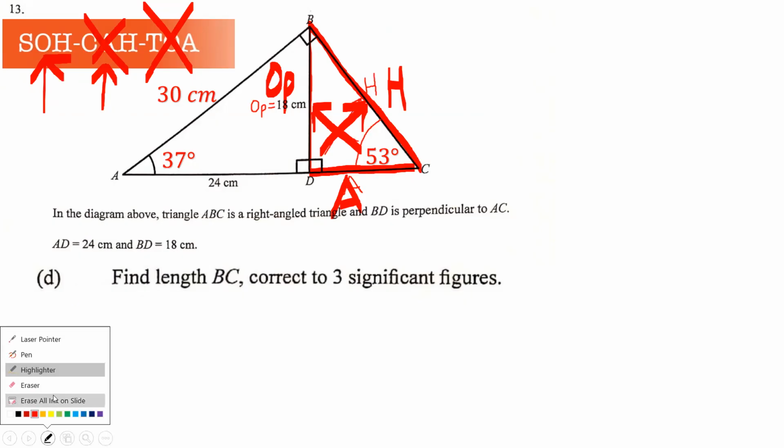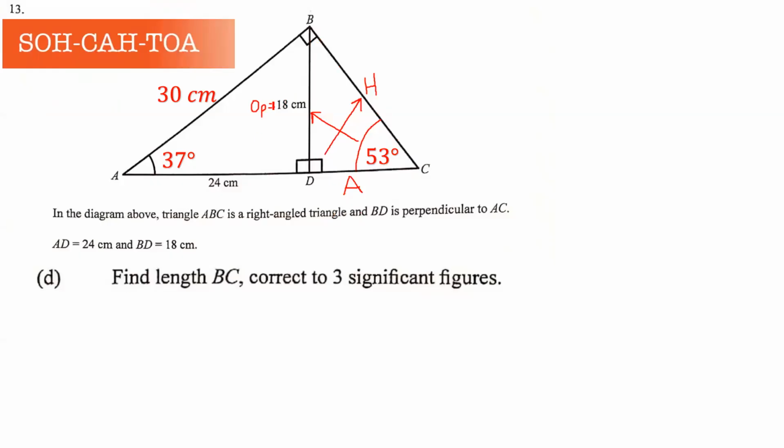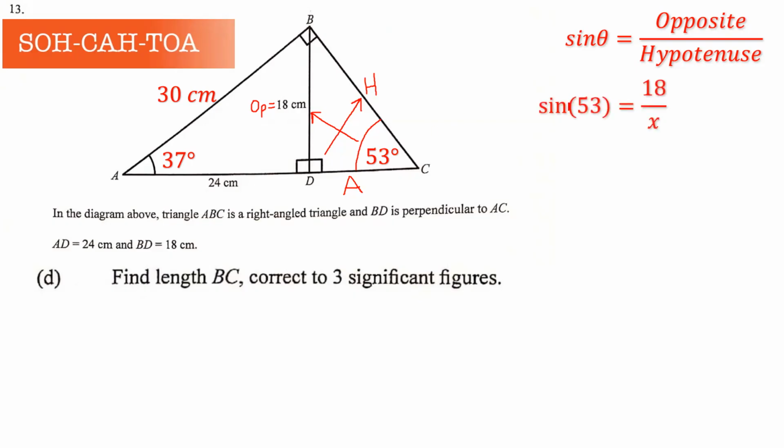So again, the opposite is 18. The hypotenuse is what we're looking for, and we have 53 degrees as our angle. So the formula says sine theta is equal to opposite over hypotenuse. The opposite is 18 centimeters, the hypotenuse we don't know. Theta is the given angle, which is 53. So theta is 53, the opposite is 18, and the hypotenuse we don't know, so we call it x.